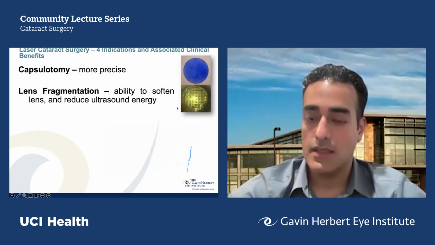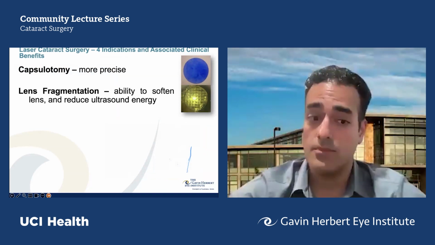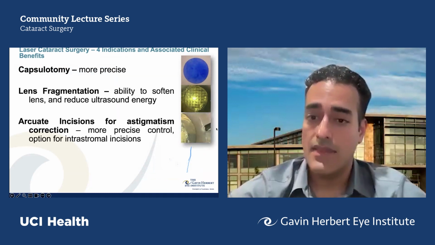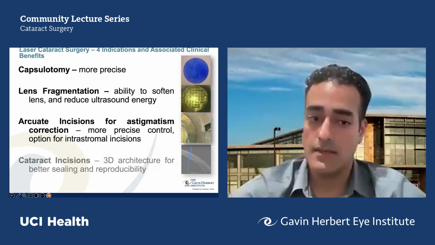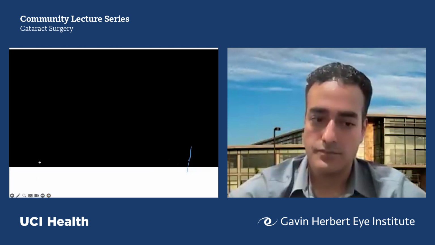We can use the laser to actually soften the cataract, so it's pre-softened, potentially lowering the amount of energy needed to remove the cataract. And then we can make these microscopic incisions to treat the astigmatism. And then also make our incisions with the laser as well, so they have 3D architecture, and we don't require a blade for those incisions.